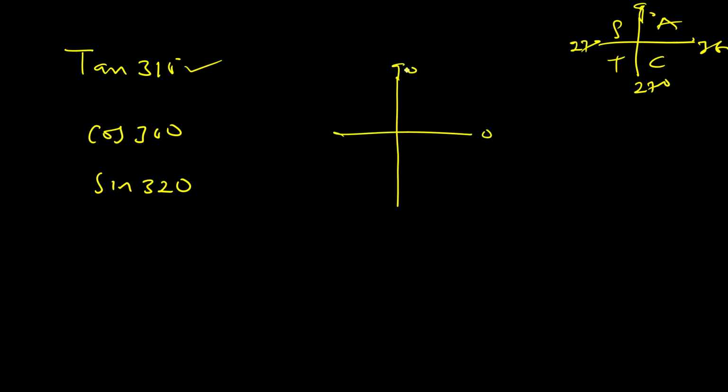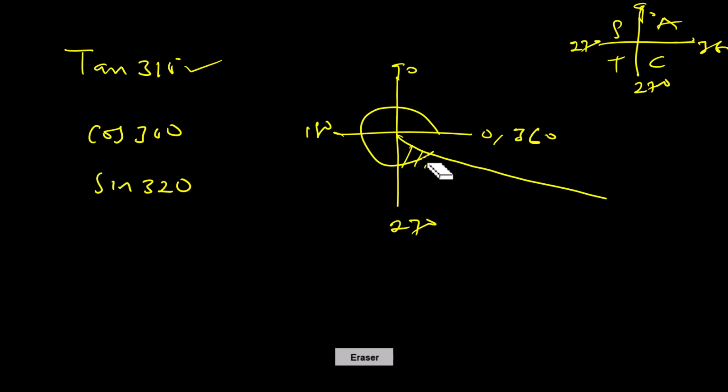So 0, 90, 180, 270. Then we are back to 360. So we start from here. So we need to measure this. Okay, so this one, we need to close it with angle at a point. From this side up to this side is 310. So 310 plus what value will make this one complete?